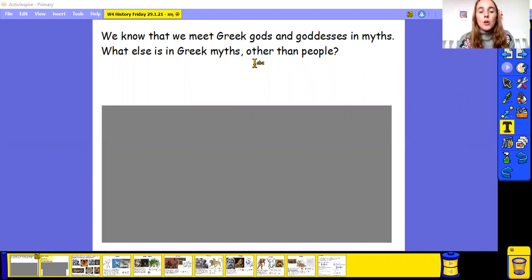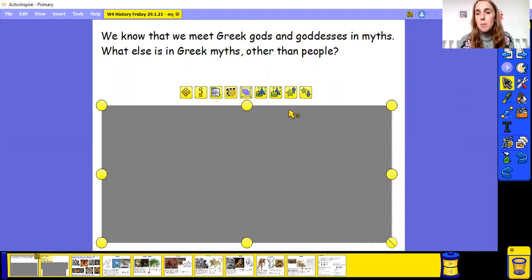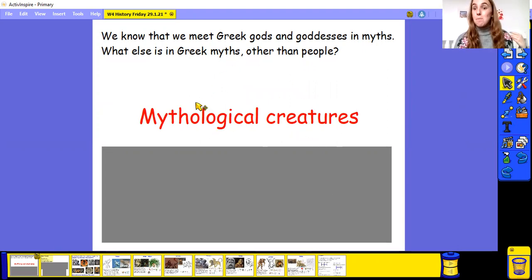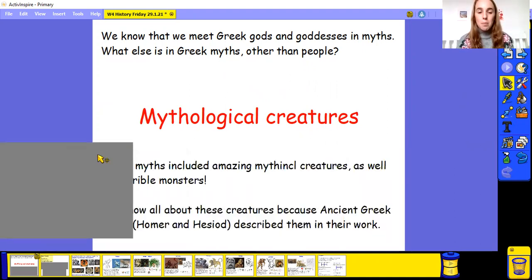So, you might be thinking, well, when we've been looking at mythology, we've met gods and goddesses, which we learned about yesterday. We met people like Theseus and Perseus. But what else is in Greek myths? What else is in there other than the gods and the people? Now, there are lots of famous mythological creatures, which means creatures that exist and were born in myth. Okay, and that's how we know all about them.